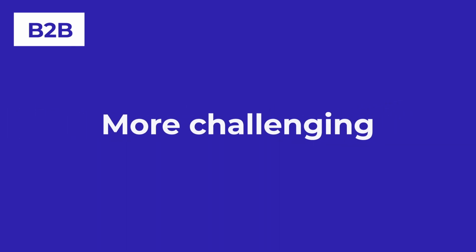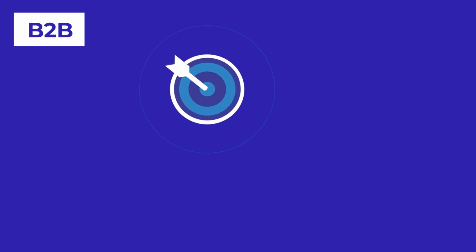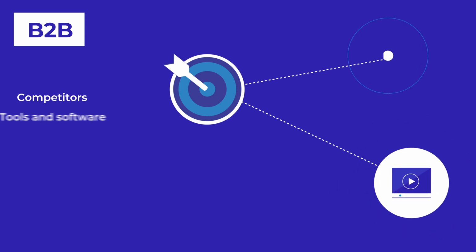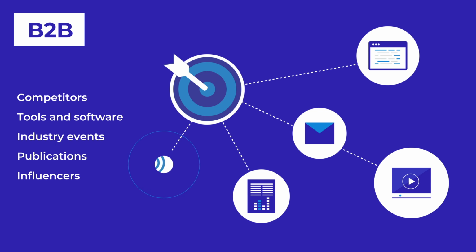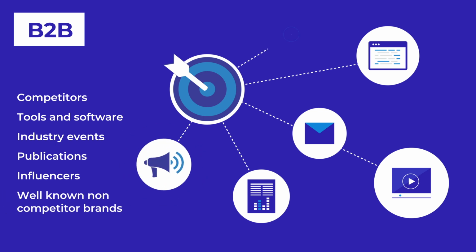If you're in B2B, I hear you, it's more challenging. So you might want to try targeting competitors, tools and software, industry events and publications, industry influencers, or even well-known non-competitor brands in their world that they might follow. By creating 4 or 5 audiences or ad sets and running 3 ads to each one, that should start giving you some good data to pretty quickly find some winning combinations.